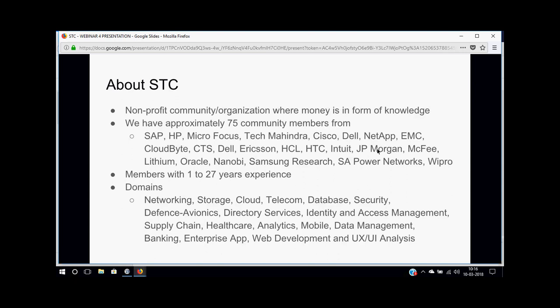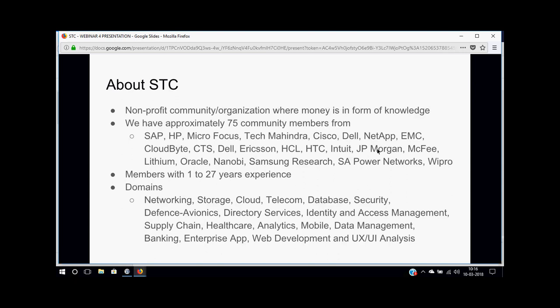We have approximately 75, 76 community members from these companies. You can actually see those companies there: SAP, HP, Micro Focus, Tech Mahindra, a lot of companies. I think more and more people as they join, this list is going to increase. And we have members with a range of 1 year of experience up to 27 years of experience. So that's a lot of people with around a 10 to 15 year experience gap.